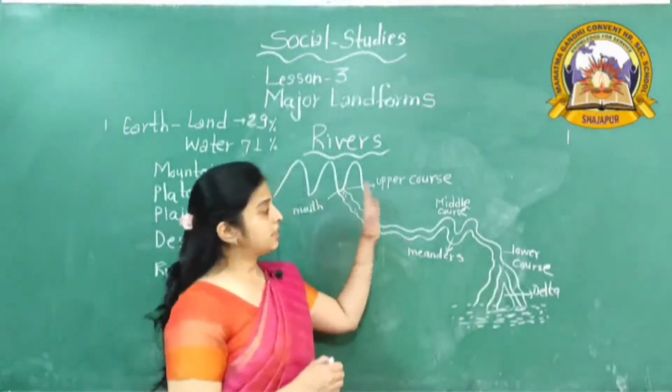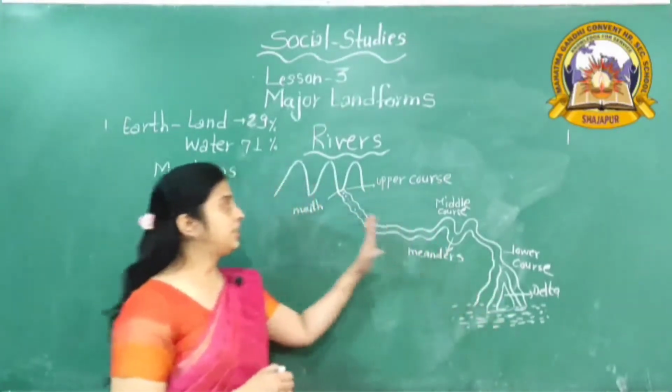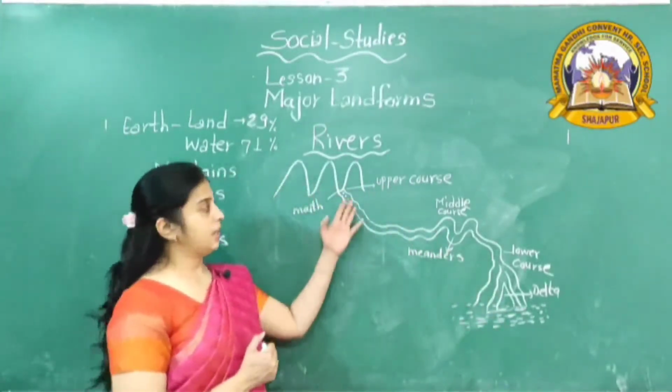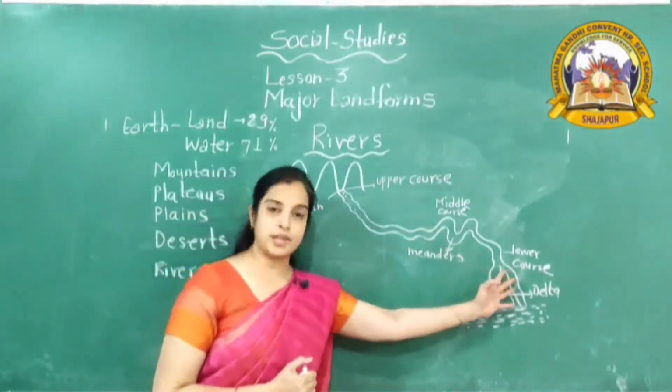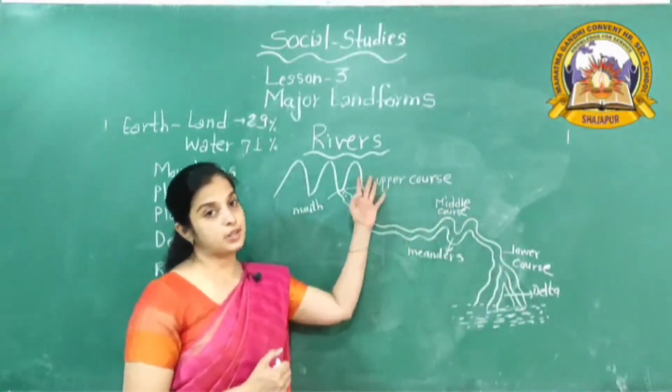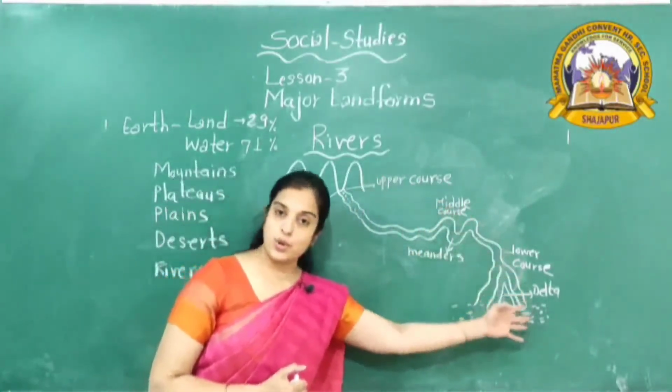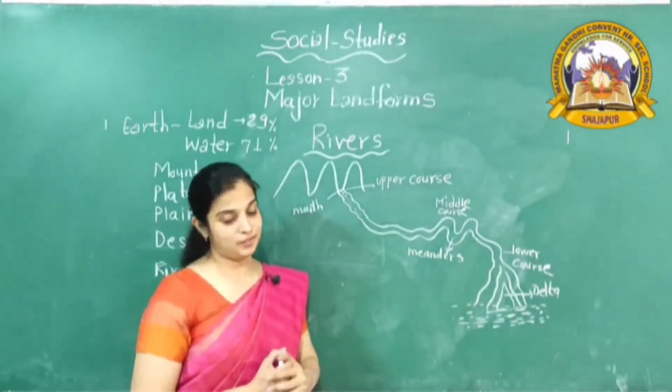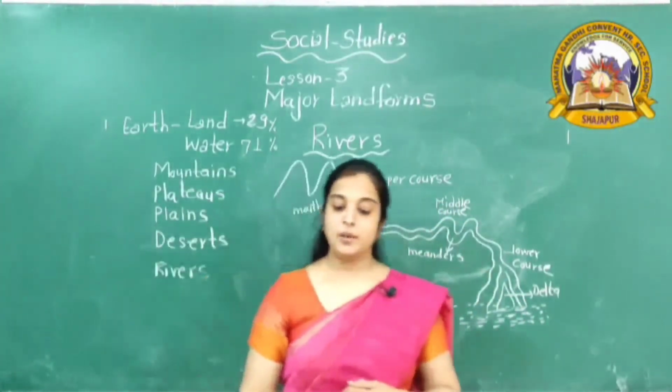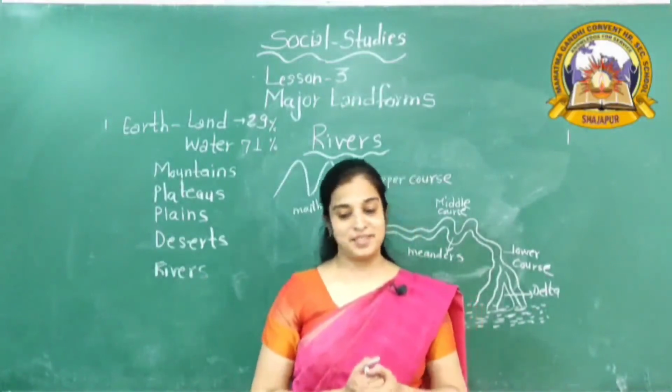Okay? These are the three stages of a river: upper course, middle course, lower course. And they are also known as young course, mature course, or old course. Okay? I hope all of you understand this lesson very well.